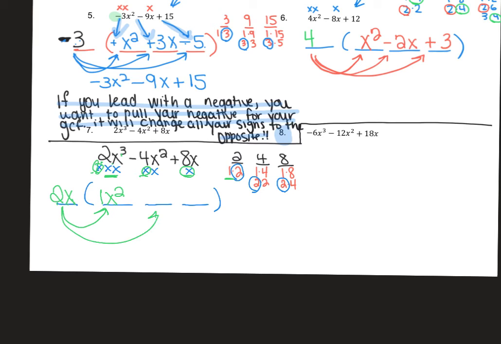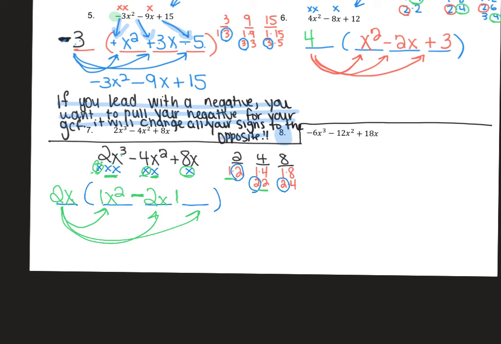All right, 2x times what will get me negative 4x squared? Well, I definitely need a negative sign. Number, 2 times what will get me 4? That's a 2, and we see it right there. And then x times what will get me x squared? Well, I have one x, I need another x, so that's an x.